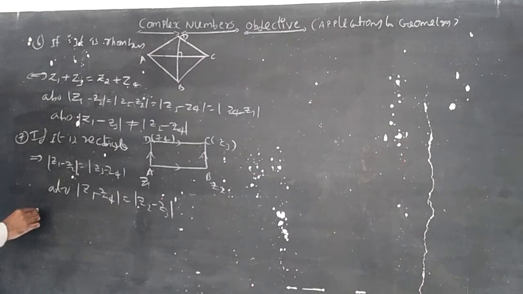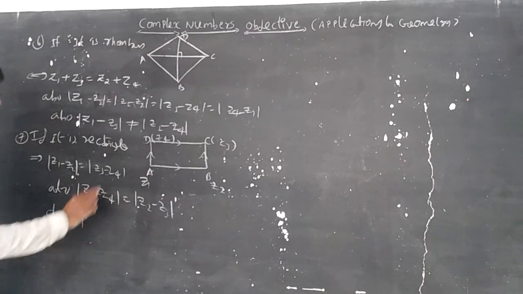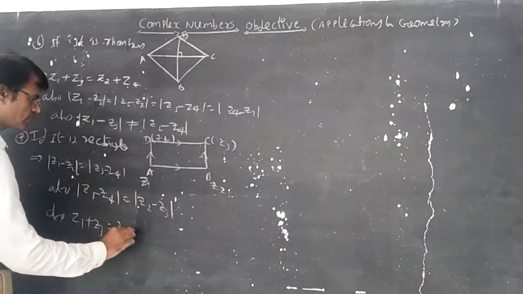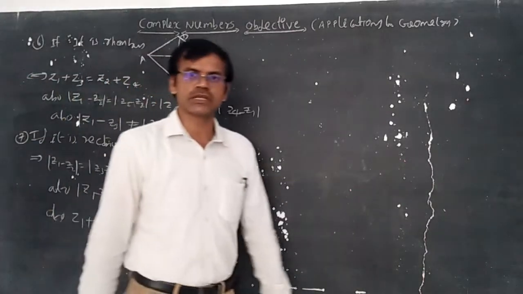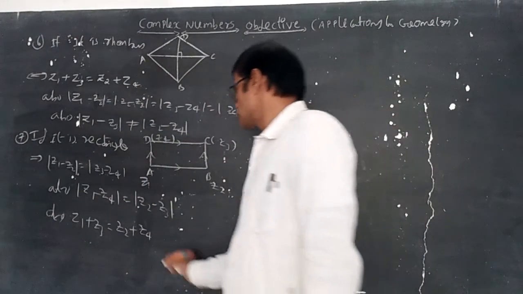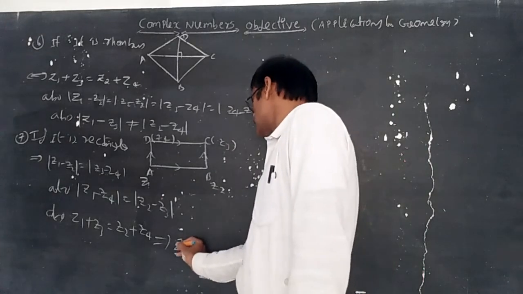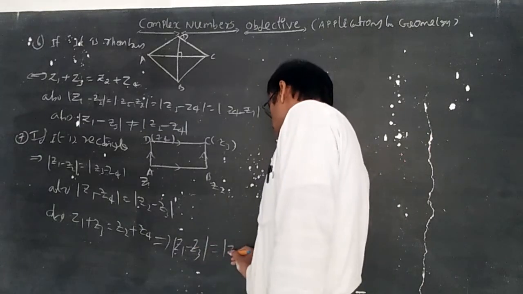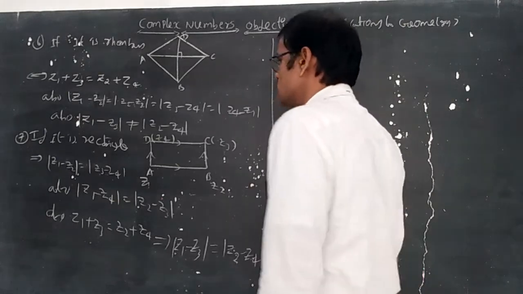And next one. Also, diagonals bisect each other. That is, the midpoint of AC is equal to the midpoint of BD. And also, we know that diagonals are equal in the rectangle. So, whenever diagonals are equal, the length of AC is equal to the length of BD. So, what is the length of AC? Modulus of Z1 minus Z3 is equal to, what is the length of BD? Modulus of Z2 minus Z4.